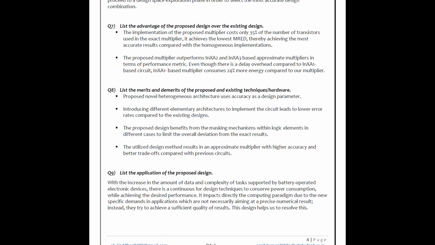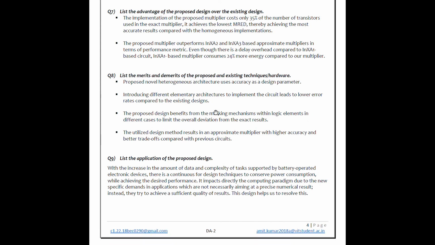Again, in question 8, we were asked to list the merits and demerits of the proposed and existing multiplier. There are not many demerits of this proposed multiplier, though we can see the merits. The proposed novel heterogeneous architecture uses accuracy as a design parameter. Introducing different elementary architectures to implement the circuit leads to a lower error rate compared to existing designs. The proposed design benefits from the masking mechanism within the logic elements in different cases to limit the overall deviation from the exact result, and so on.